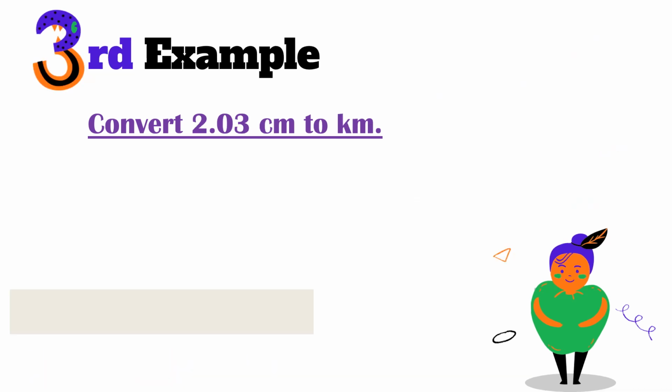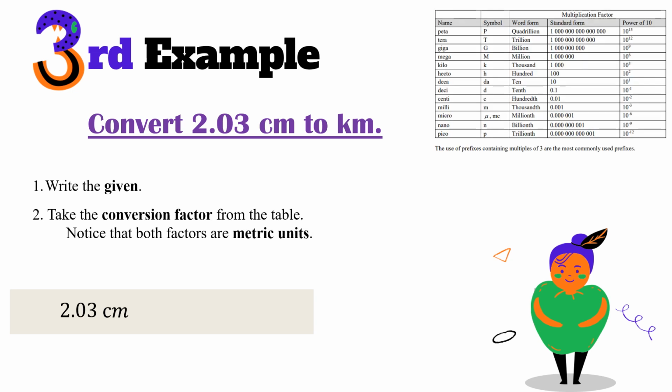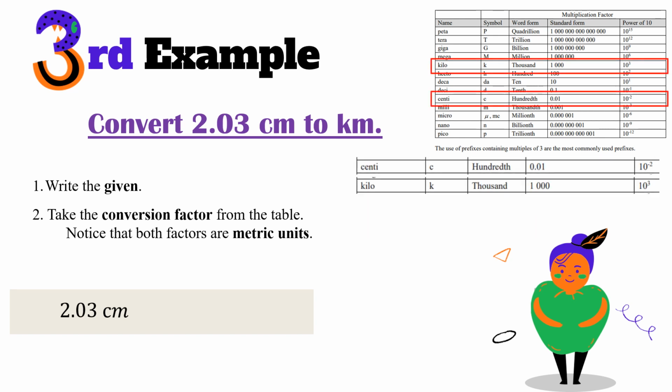For the third example, you are now going to convert 2.03 centimeters to kilometers. So you write the given, that's 2.03 centimeters, and take the conversion factor from the table. Again, both factors are metric units. Now this problem involves two conversion factors, from centi to meters, and then from meters to kilometers. Now you have two conversion factors.